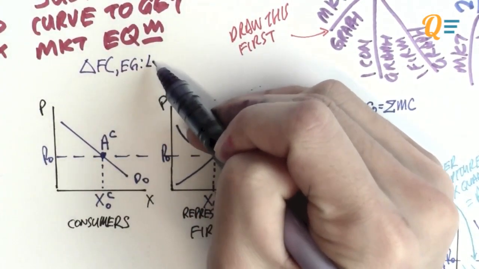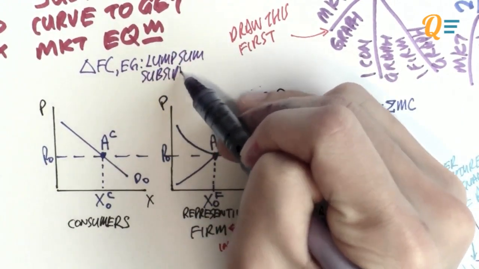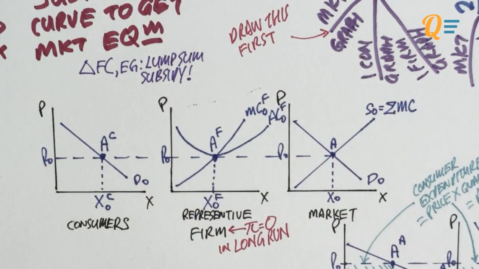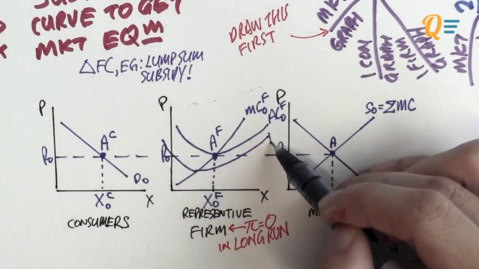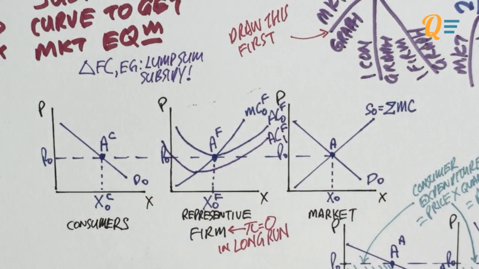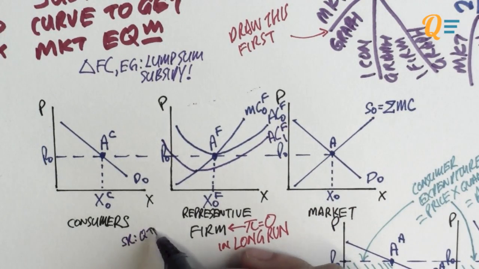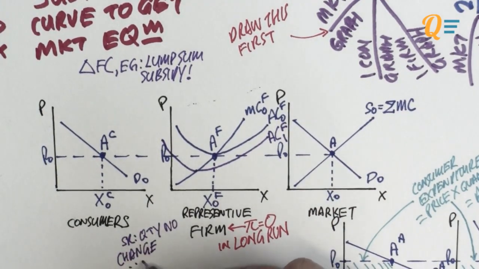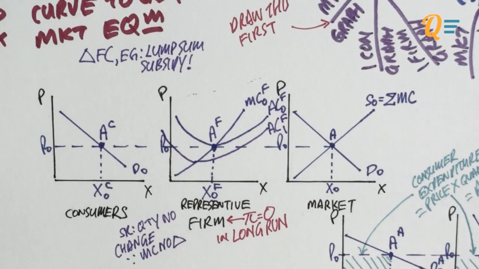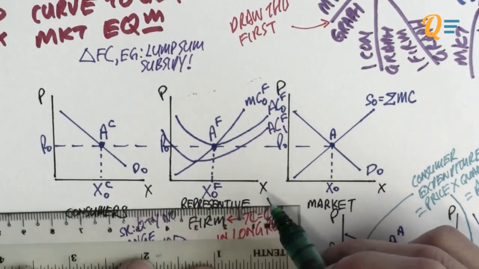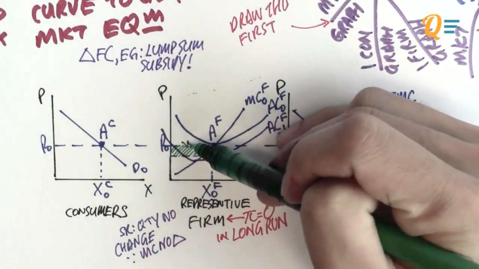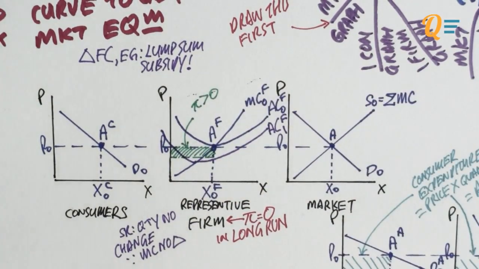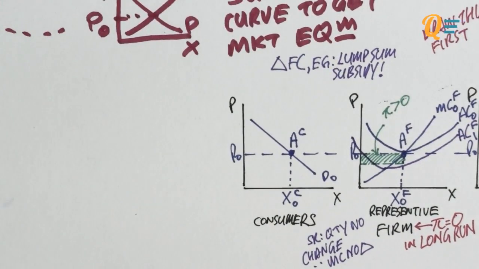So let's just say that there's going to be a change in fixed cost. Maybe there is a lump sum subsidy to all the firms in this perfectly competitive market. So this representative firm will notice that its average cost curve is going to fall from AC0F to AC1F. It is very important to take note that in the short run, there is no change in the quantity produced by each firm because the marginal cost curve did not shift. So P equals MC still happens at the same quantity. That makes this green portion the area where there is profits, because the price is now higher than the average cost. So the firm is making profits.